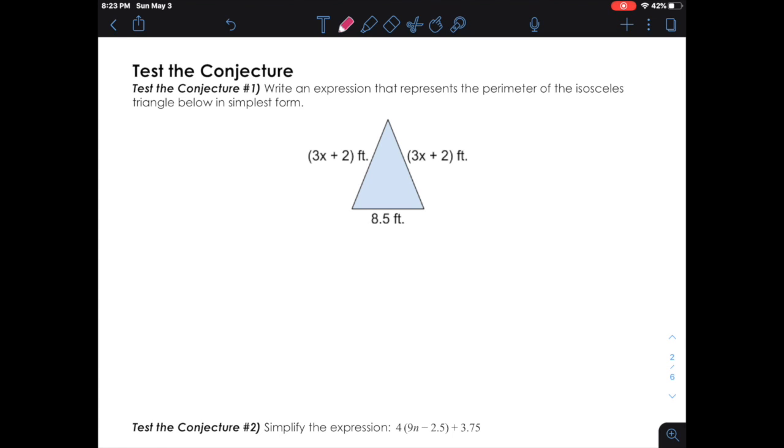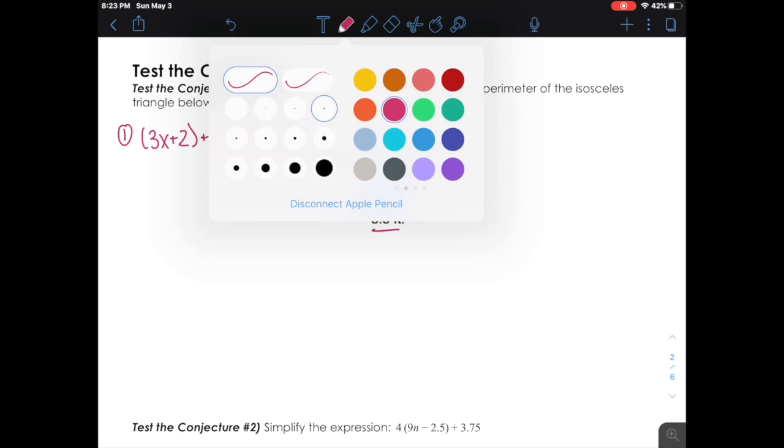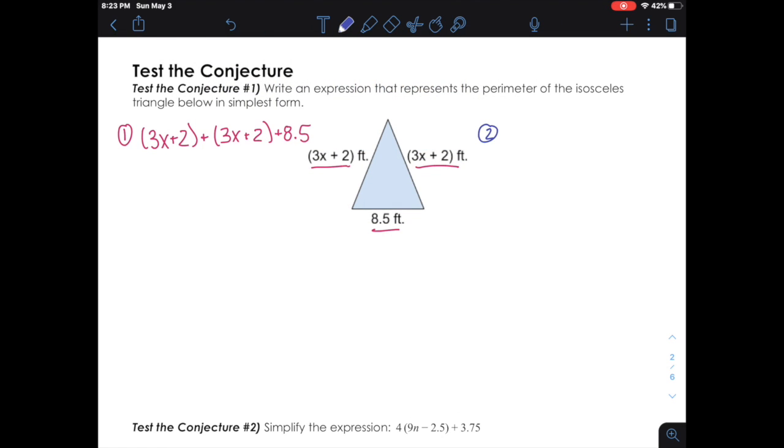So we can come up with 2 possible expressions for this one as well. Okay, so I'm going to do one on the left and one on the right. So one expression that we can come up with is we can take these terms and add them all together. Okay, so we have 3x plus 2 plus 3x plus 2 plus 8.5. Okay, on the other side, well, I notice that there's 2 of these 3x plus 2 groups. So I know that I can multiply 2 times 3x plus 2 and then add our 8.5.